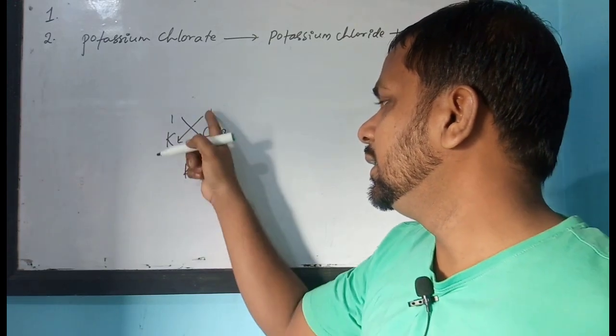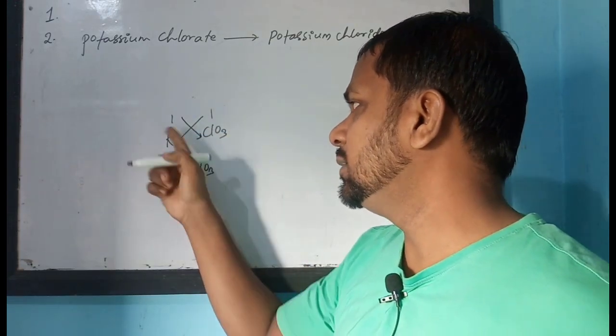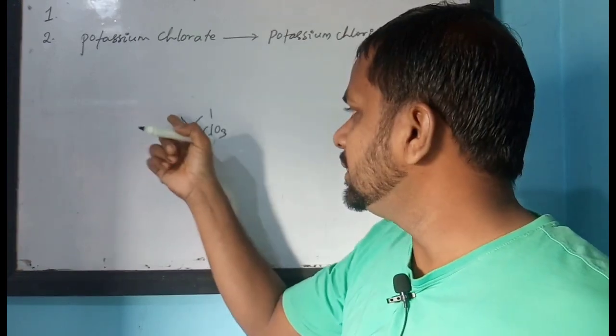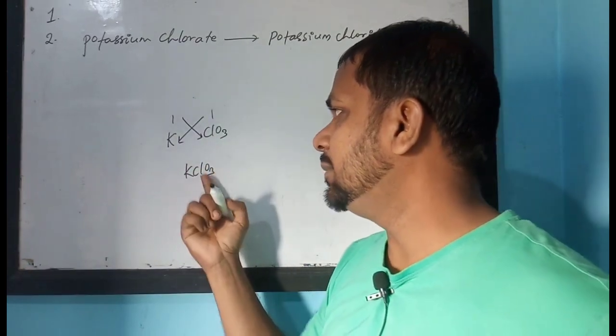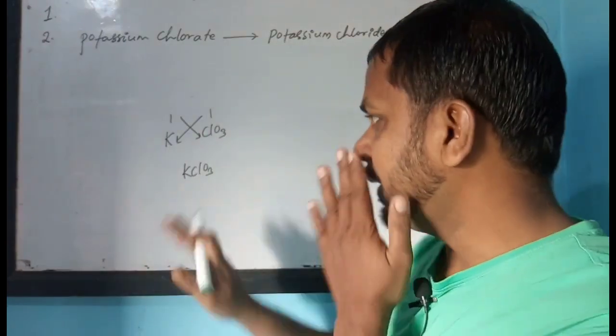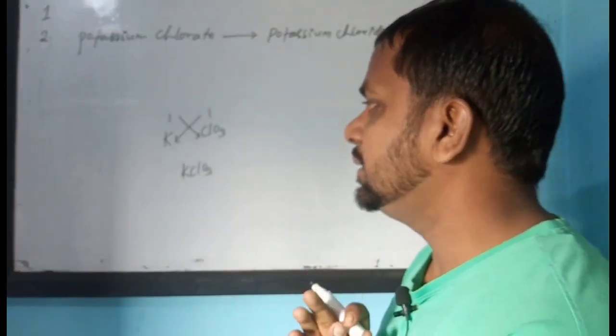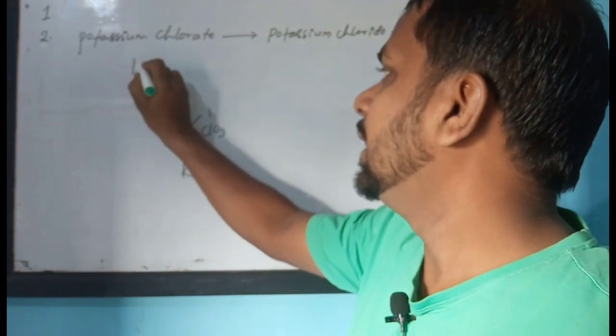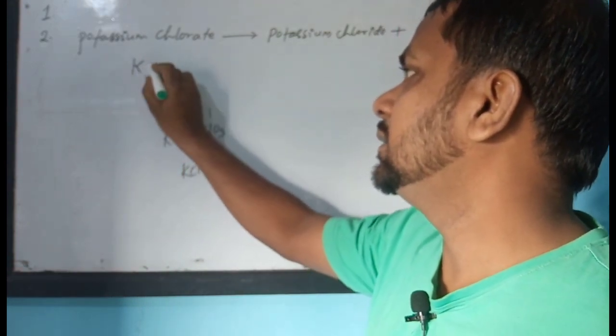KClO3. For K, the valency is 1, so we do not have to write 1. This valency is also 1, so we do not have to write 1. If it is more than 1, then we have to indicate that. Okay, it became KClO3. I hope you have studied the crisscross.